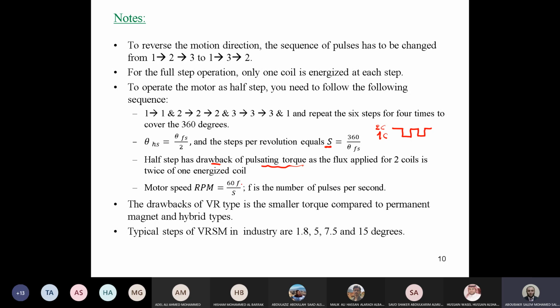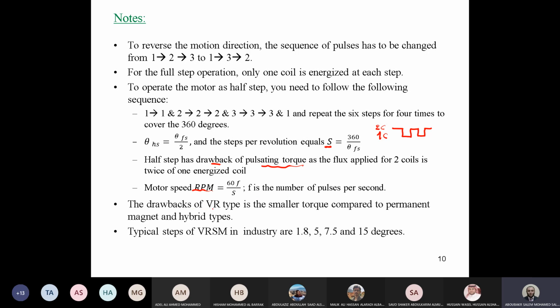So 60 multiplied by F over S, because we need to calculate the number of revolutions not per second, but per minute, RPM. So it's 60 multiplied by F over S. This is the relation for how you can calculate the motor speed.